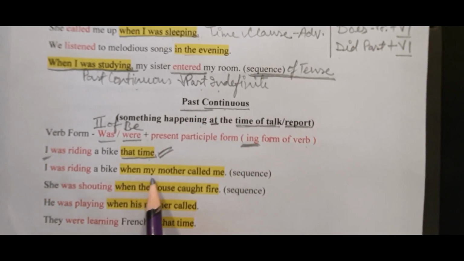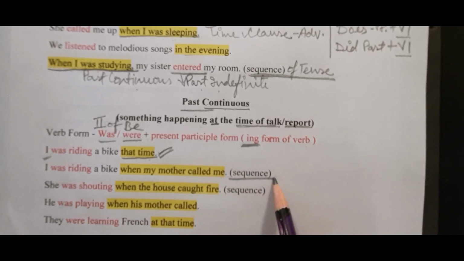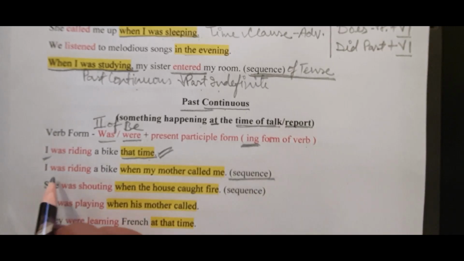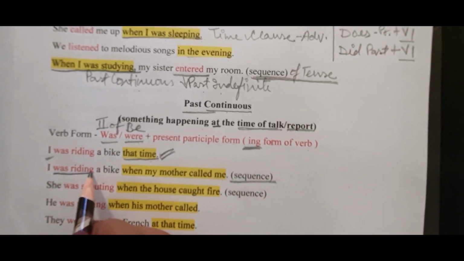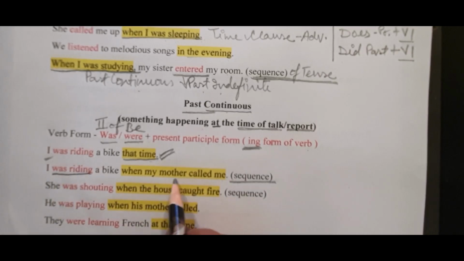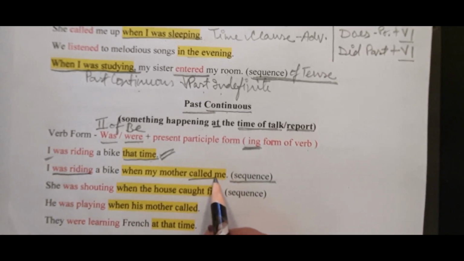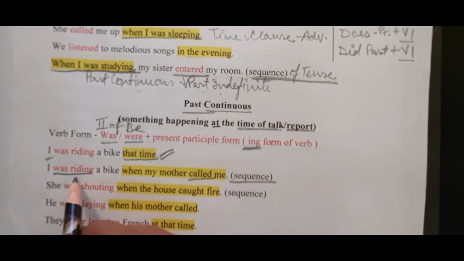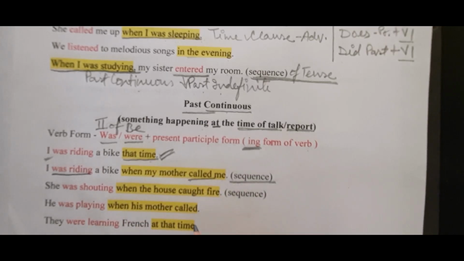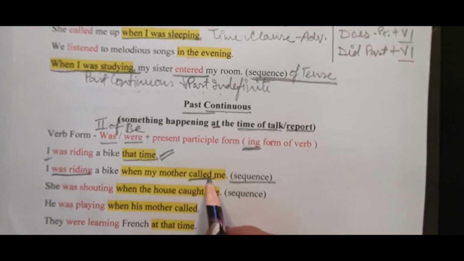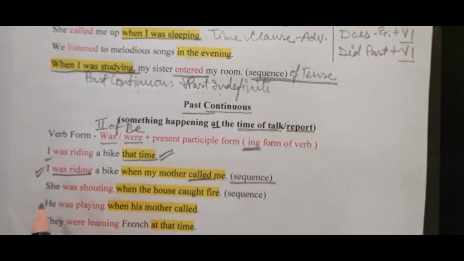I was riding a bike when my mother called me. This is sequence of tense. As I told you, sequence of two tenses. Here two tenses are used, past continuous and simple past. Simple past is the time of action, and this is action. I was riding a bike when my mother called me. So I hope you are able to get it. This is main action, which was continuous at this time.